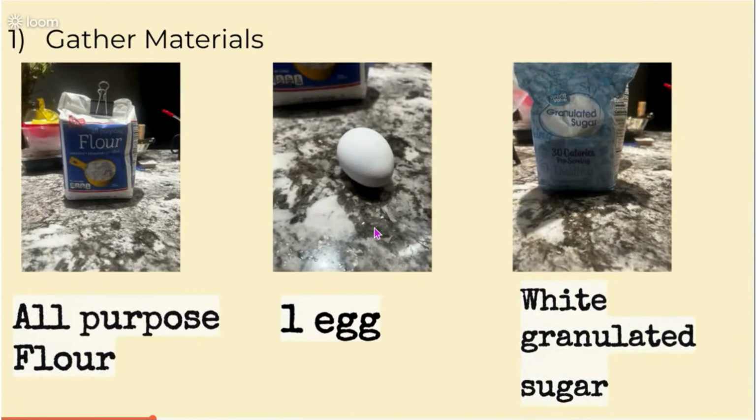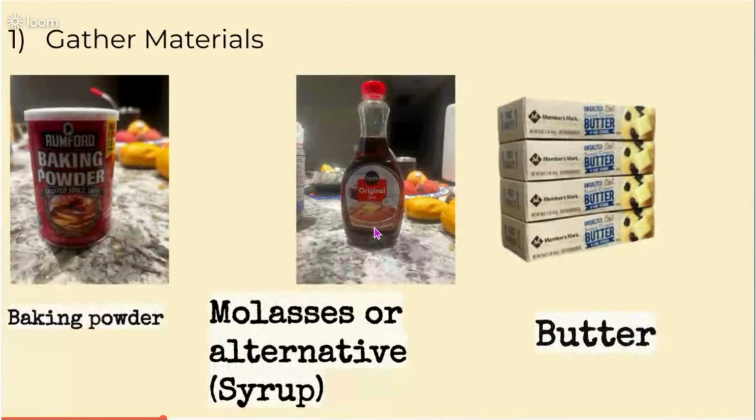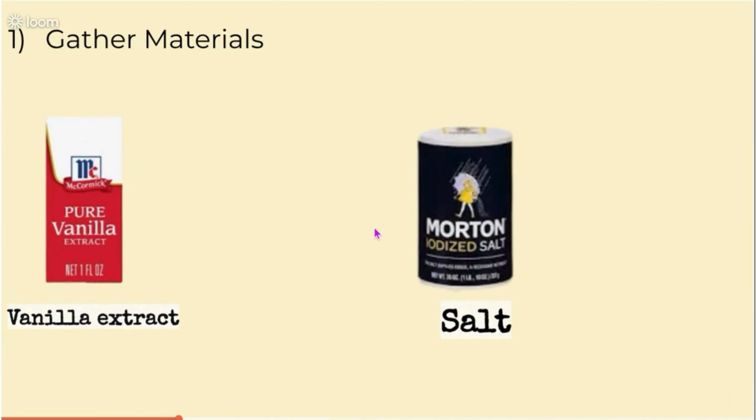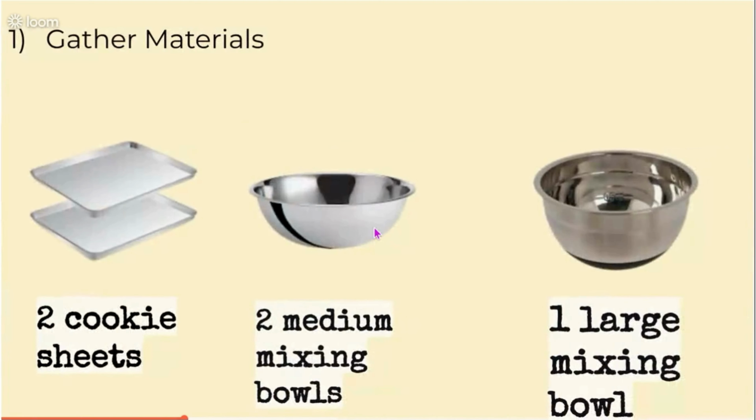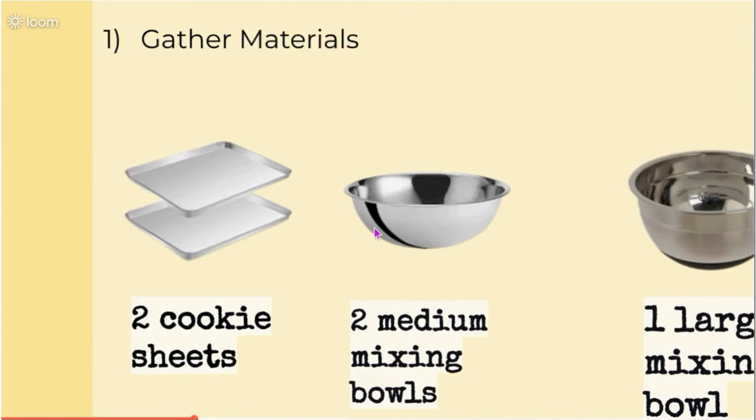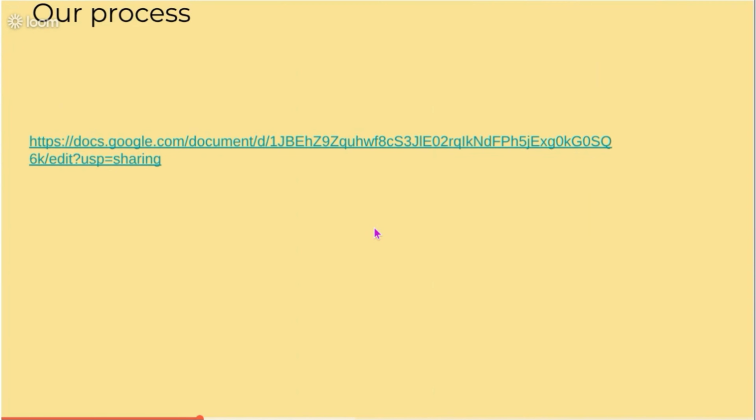Gather materials. We gathered all-purpose flour, 1 egg, white granulated sugar, baking powder, molasses, or an alternative which is syrup, butter, vanilla extract, salt, 2 cookie sheets, 2 medium mixing bowls, and 1 large mixing bowl. Our process.